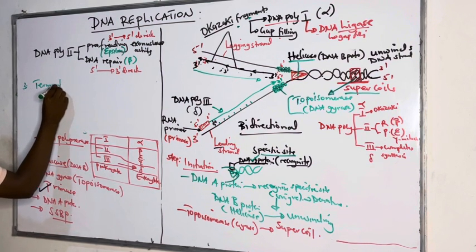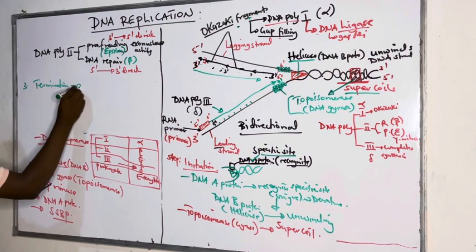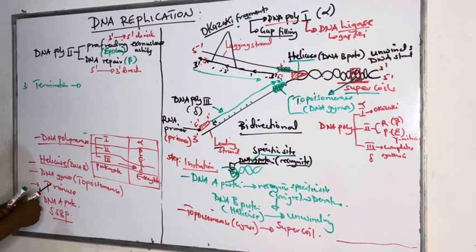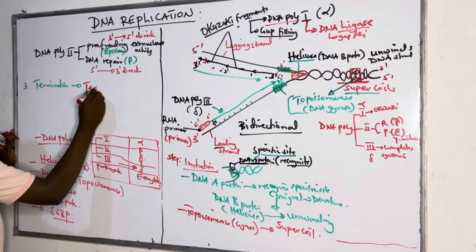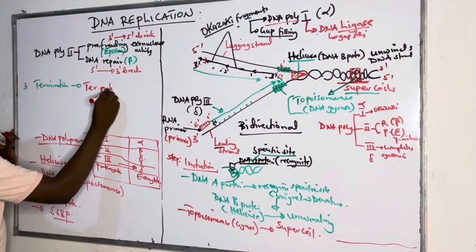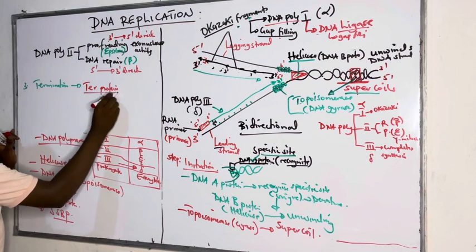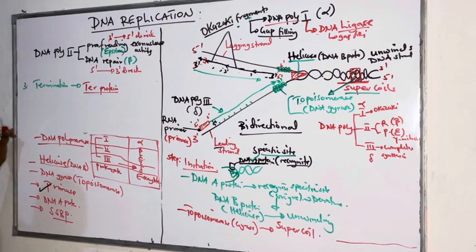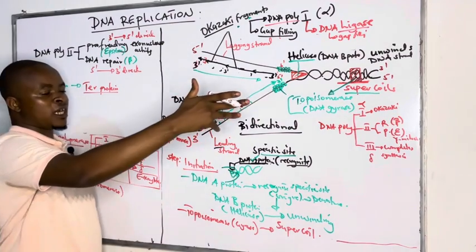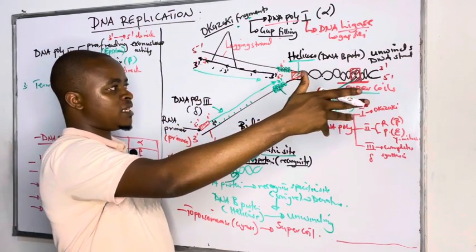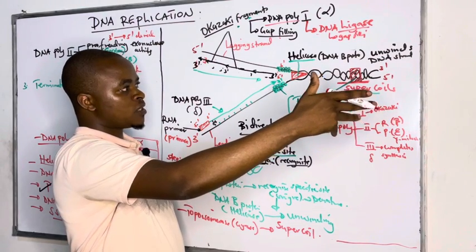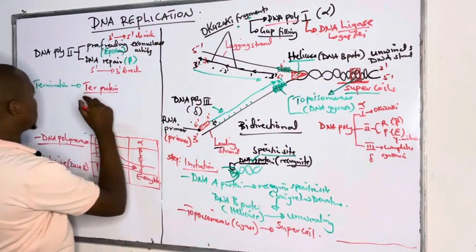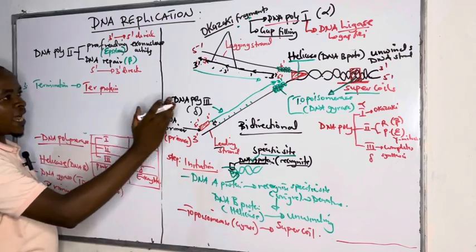This termination is done by TER protein. TER protein is the one that recognizes the sites where termination occurs. As the helicase is cutting, when there is the time for chain termination to occur, we see the termination protein coming and binds.